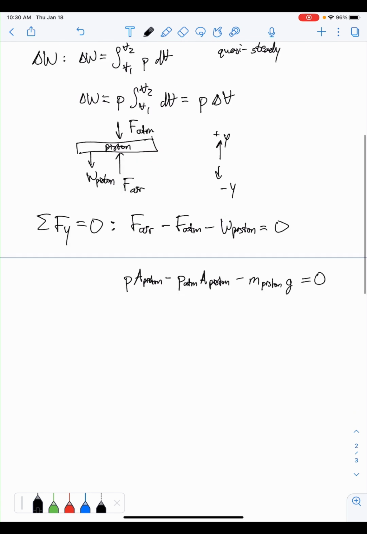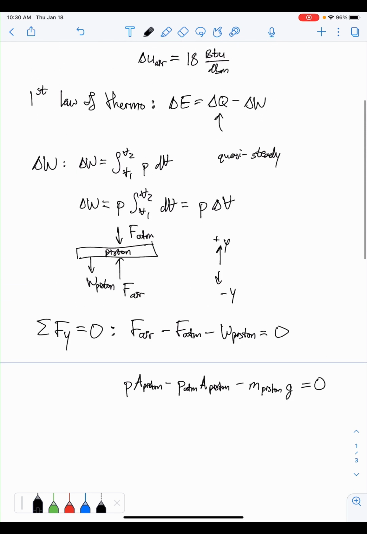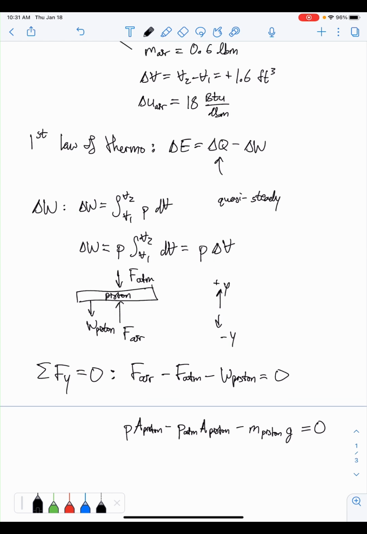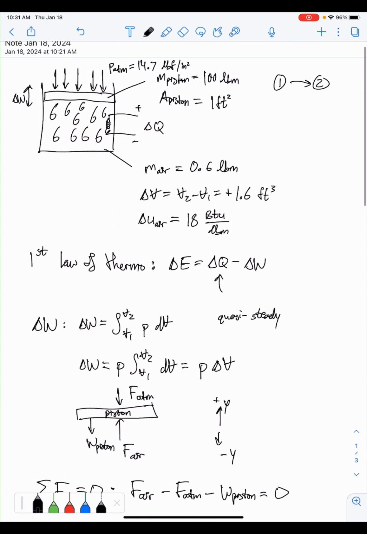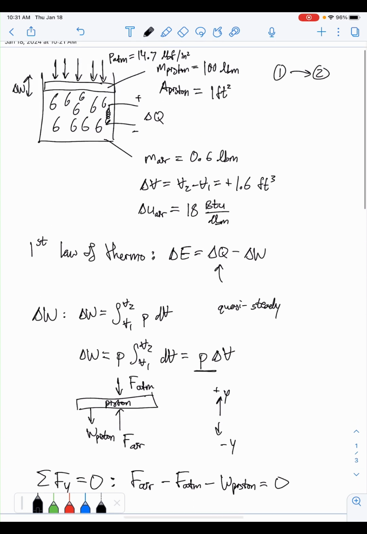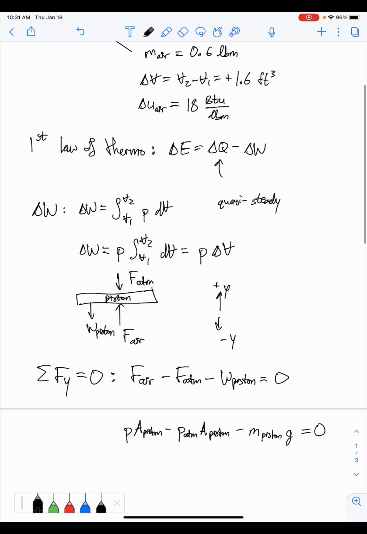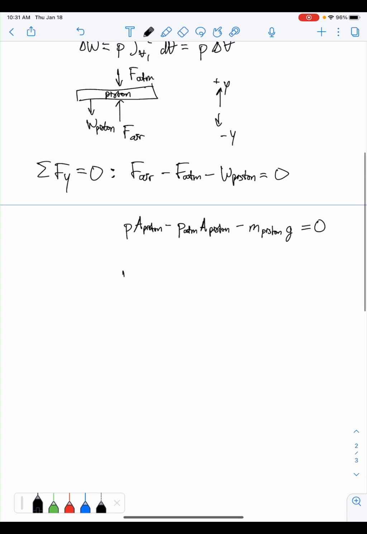Okay. So, one thing to point out is that the force caused by the air is pressure times the area of the piston. That same pressure can be correlated to this pressure that we're trying to solve for, the pressure of the system trying to do the work. That's perfect. That's exactly what we need. So let me just move everything to the other side and divide by the area of the piston. And we get this formula.